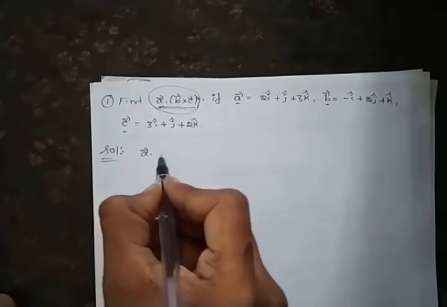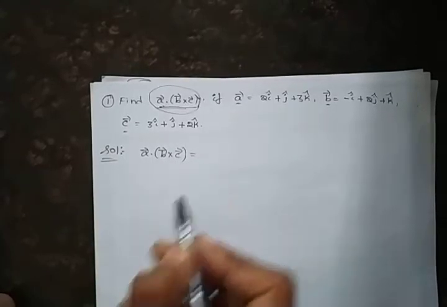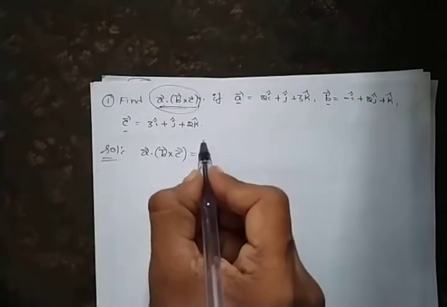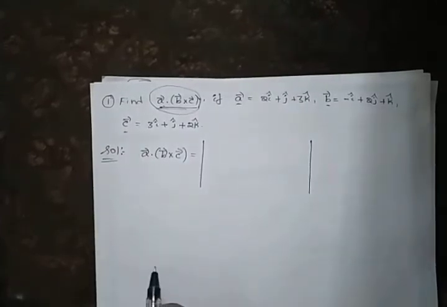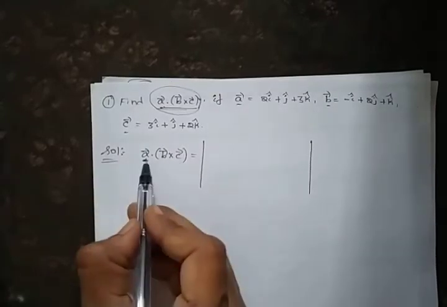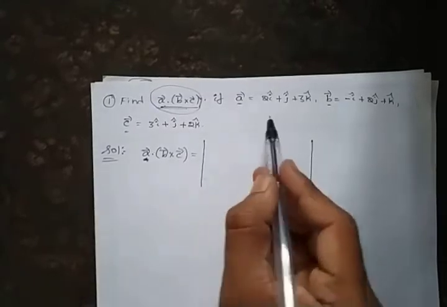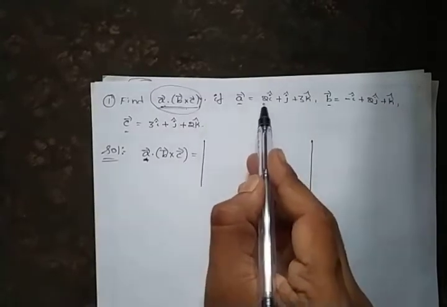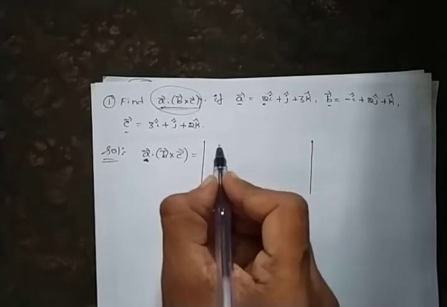A dot B cross C equals, here we are going to use the determinant method. Here we have the vector A. Write down the scalar components of the vector A. The scalar components of the vector A are what? 2, J component is 1, K component is 3.